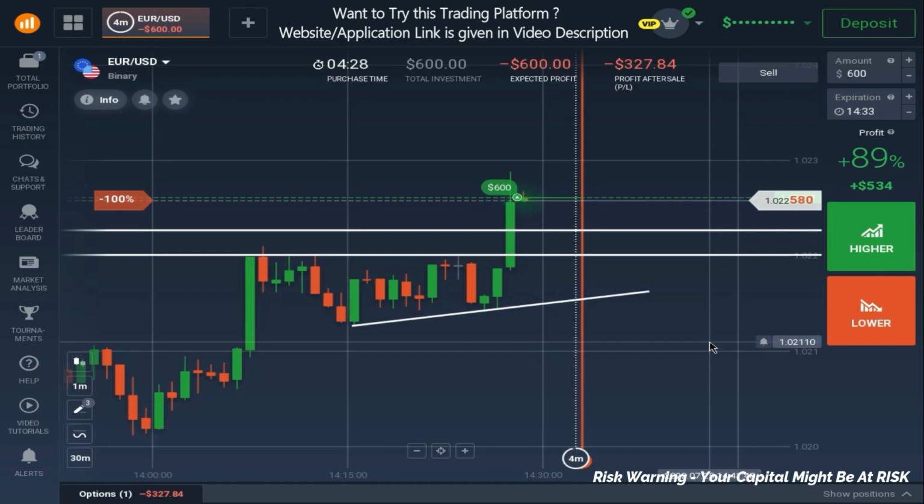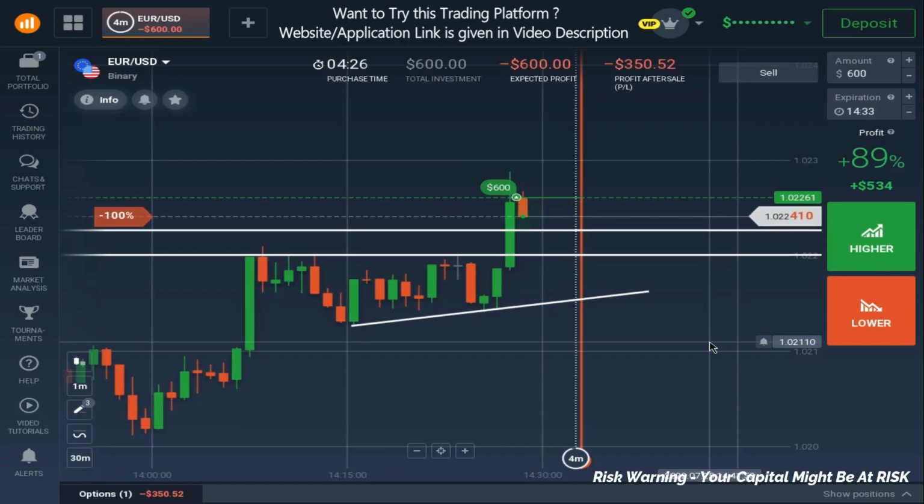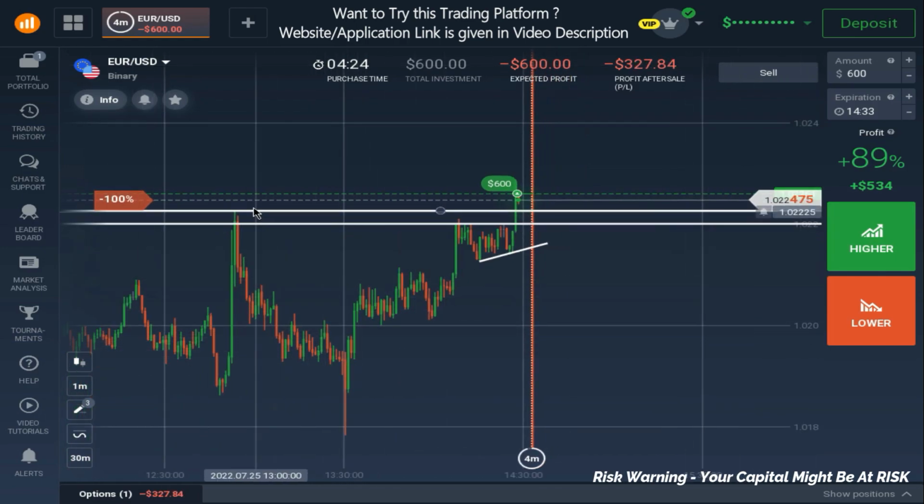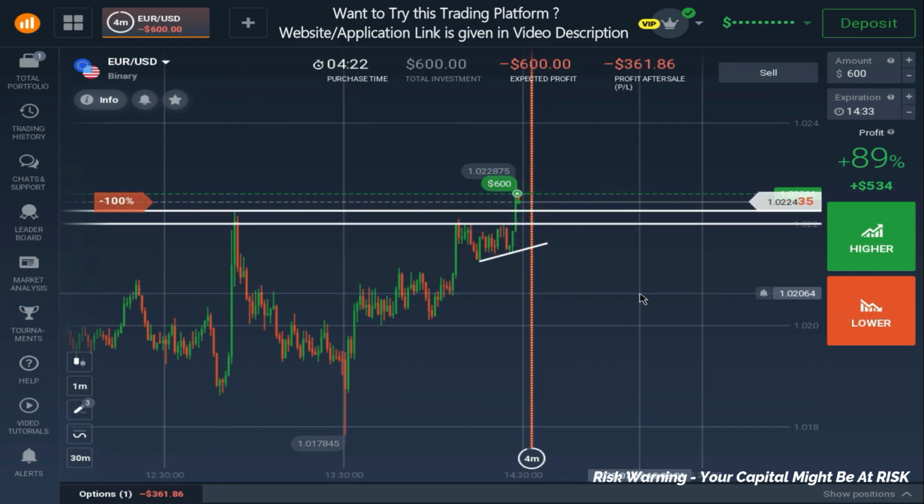So we get a clear breakout. I placed a 5-minute trade in the upward direction. The market broke the extreme level of resistance and that's why I took this trade.